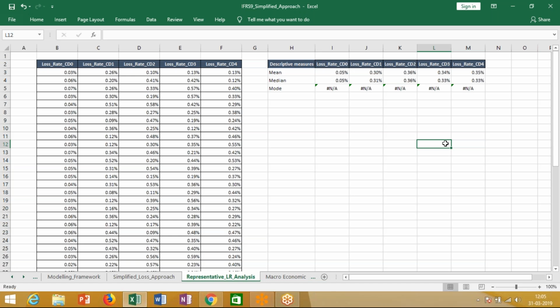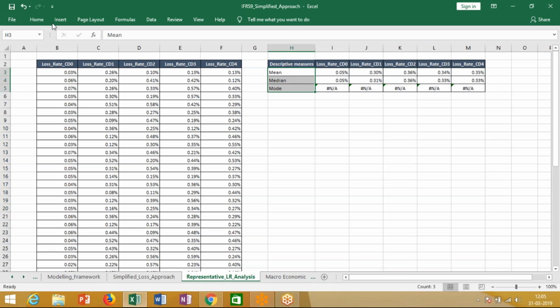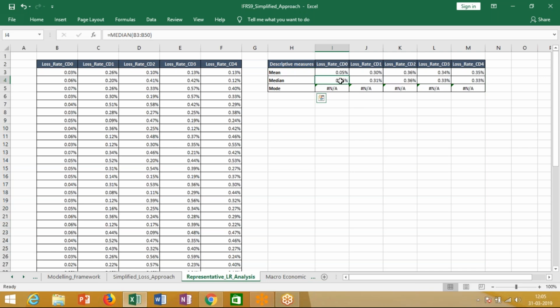So if we have a look into this simple analysis, we can clearly say that yes, this particular variable, the loss rates, are more or less symmetrically distributed, right? But the mean is slightly more than the median values, so it's better that we use the medians, right? So this is where the median comes out.